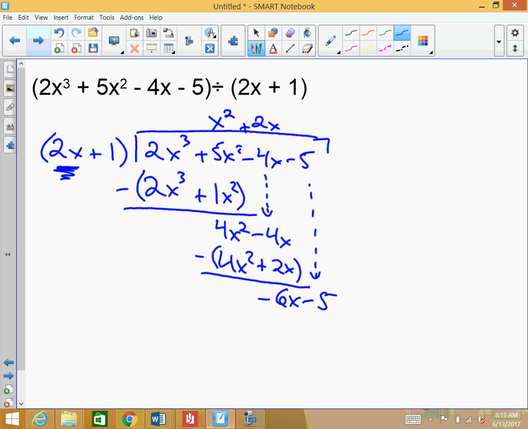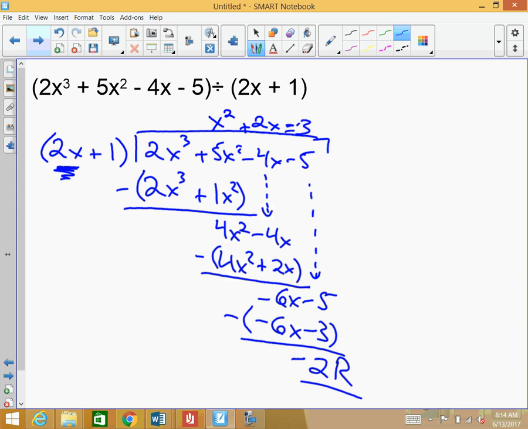So now I'm near the end. Now I've got 2x and negative 6x. Well, the only thing I can use is negative 3. So 2x times negative 3 is negative 6x. 1 times negative 3 is negative 3. Subtract them. Negative 5 minus negative 3 is negative 2. And that is my remainder.